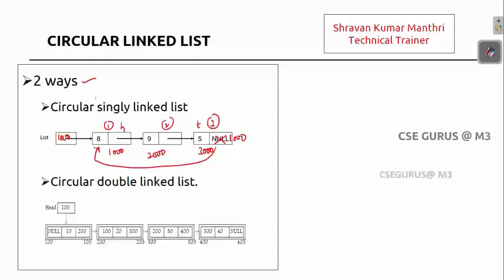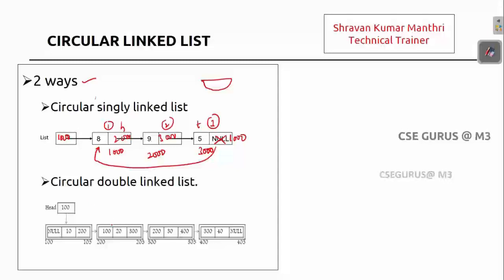Then what is the next node of 8? Here 2000, which is node 9. For 9, what is the next node? Here 3000. And the next node of the last one is 1000, which is 8. This is simple, like a straight thread whose two ends are connected, so that it becomes a cycle or circular. So that is what a circular single linked list is.